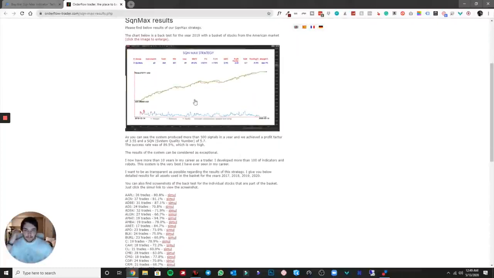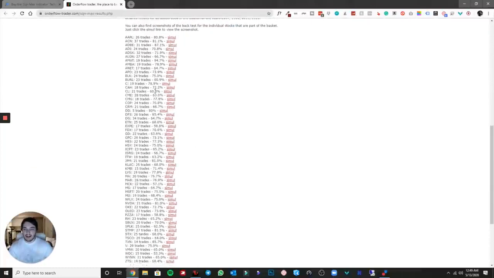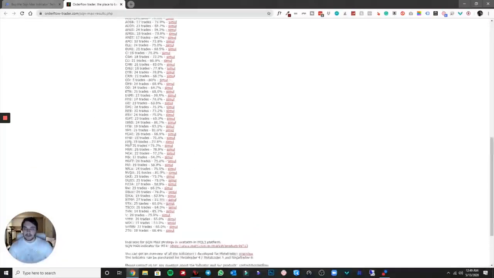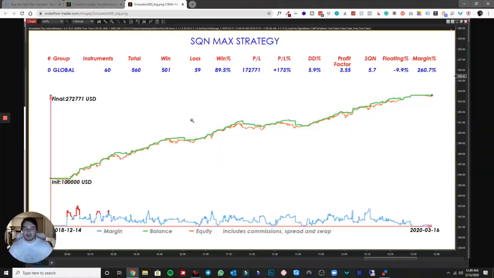So right here, you can tell all of these stocks, if you add up the results for all of these stocks, here is the growth that it had. So from all of those stocks combined for the year 2019, there was a total of 560 trades across 60 different stocks. 501 of those 560 trades were successful. And out of the 560 trades, 59 lost. So that is an 89.5% winning accuracy.